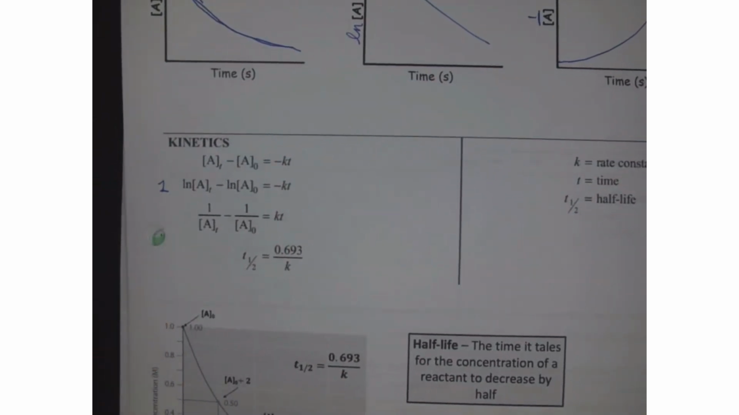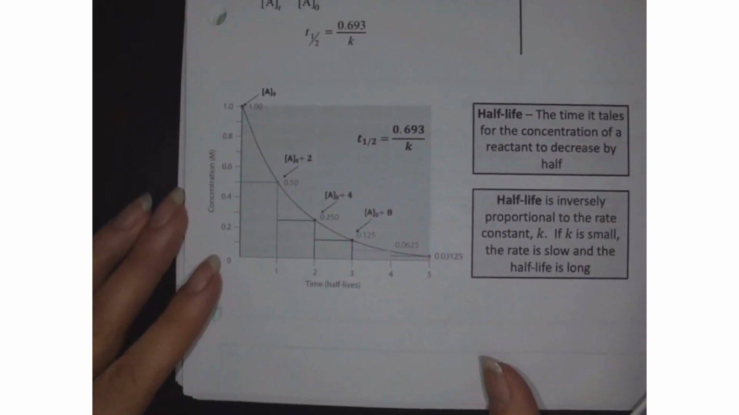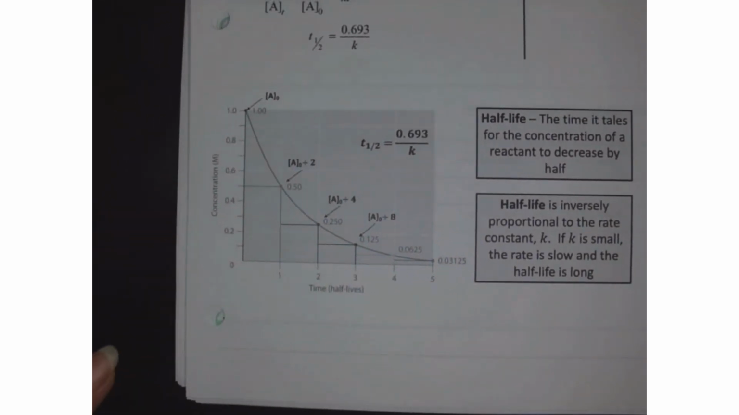The other cool thing about first order, like radioactive decay. Radioactive decay is a first order reaction. And just a reminder, especially for anyone that doesn't know, the way that we measure radioactive decay is something called half-life.